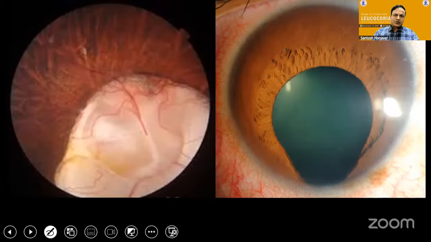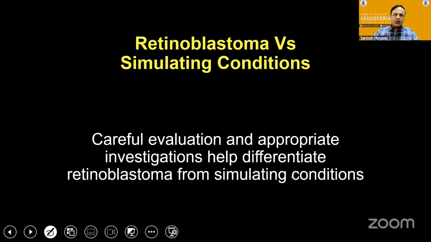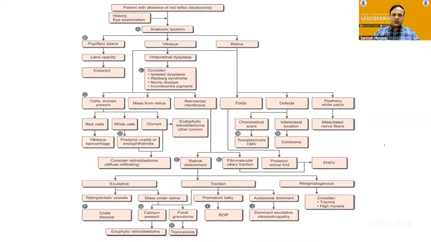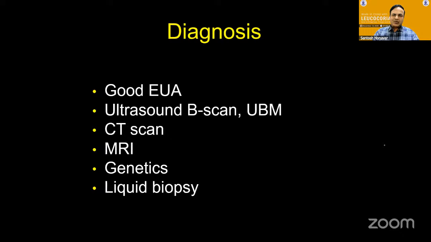Coloboma, of course, is just to be mentioned, but it is not a serious differential diagnosis because there are telltale signs of coloboma that are evident. Fundal coloboma may be associated with iris coloboma, and that sorts it out. So in the presence of simulating conditions, a careful evaluation and appropriate investigations help differentiate retinoblastoma from these. That's of course a flow chart, but I don't have time to cover that.